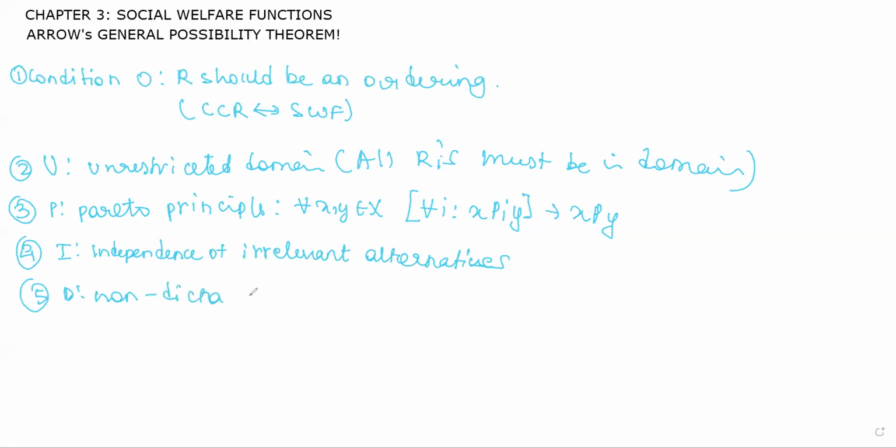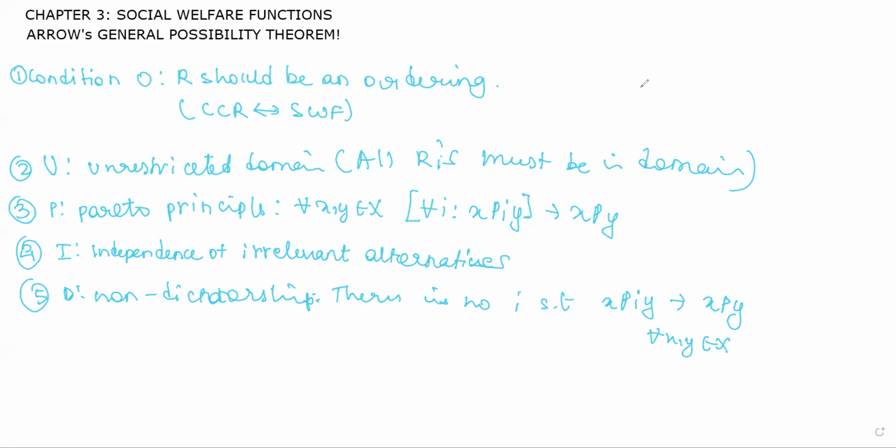This is also a very simple condition. It tells you there is no i such that x P_i y implies x P y for all x, y. So if there is an individual i such that whenever he prefers any x to y, society also does it, then he becomes naturally a dictator. And this is also a condition. We don't want the collective choice rule to have that. So, very simple.